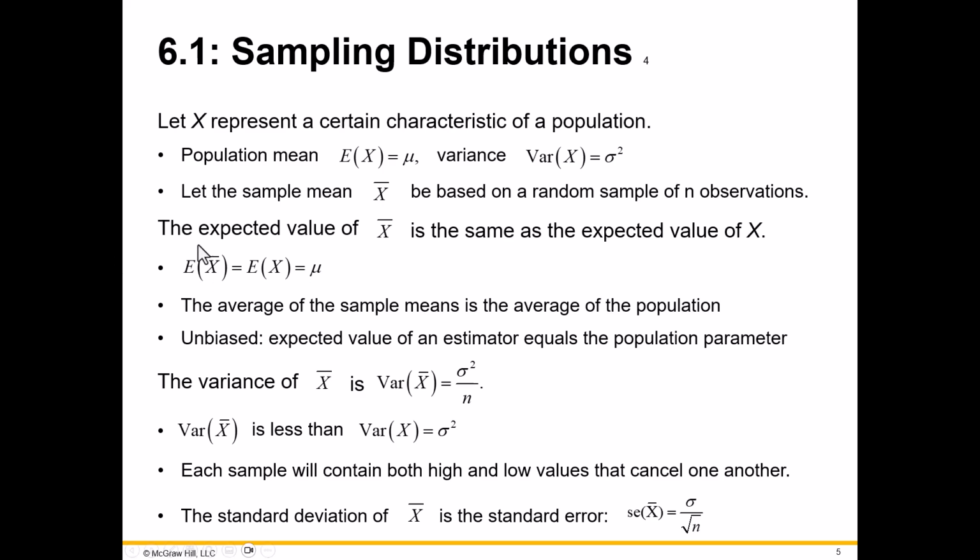So the sum of all of our expected X bars, when we find on average what a sample has, we're going to assume that that's the mu. The average of all the sample means is going to be equal to the average of the population.